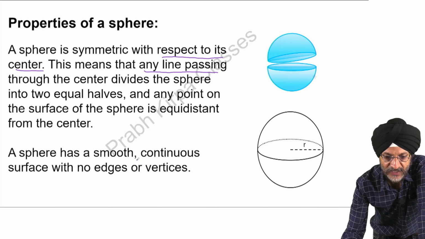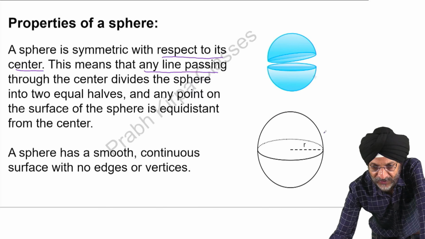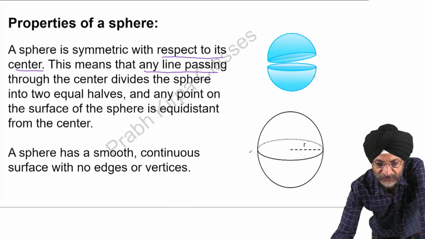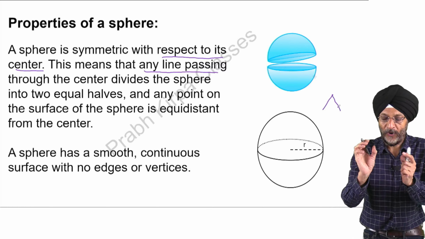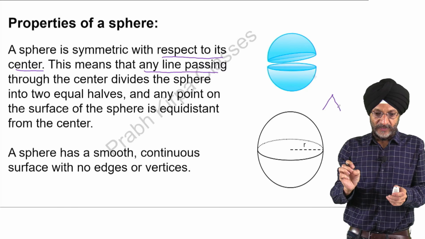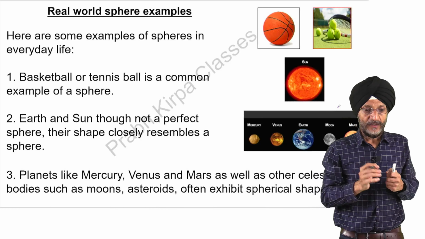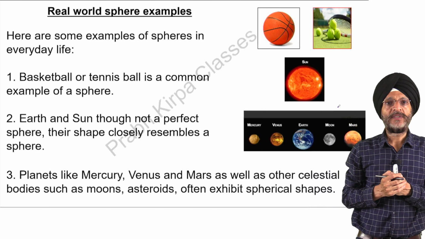A sphere has a smooth, continuous surface with no edges or vertices. It means that it does not have any pointy surface. Now the real world examples of sphere.